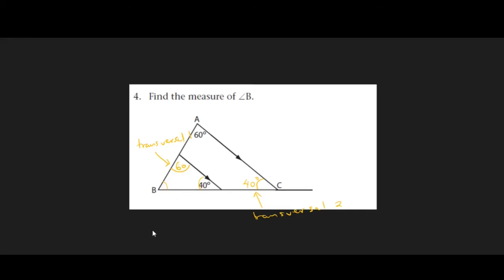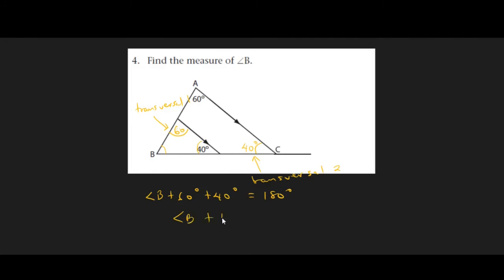Now, if we were to find the angle B, we'll have to add all three and equate them to 180 degrees. So we'll have angle B plus 60 plus 40 degrees equals 180 degrees. So angle B plus 100 equals 180 degrees. So therefore, angle B is equal to 180 minus 100 degrees, which is 80.